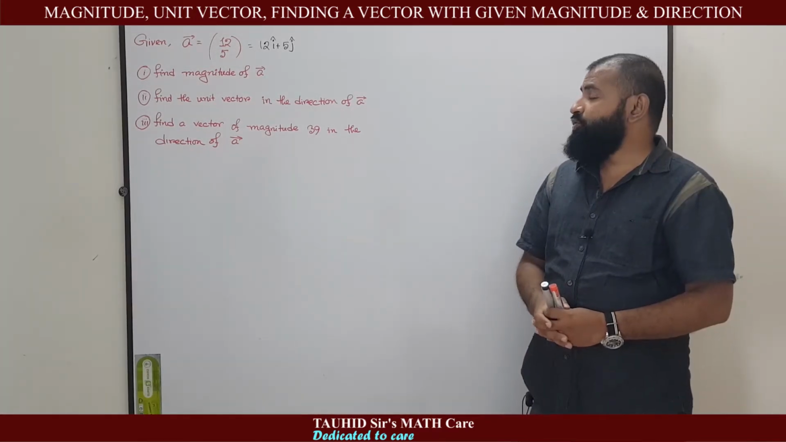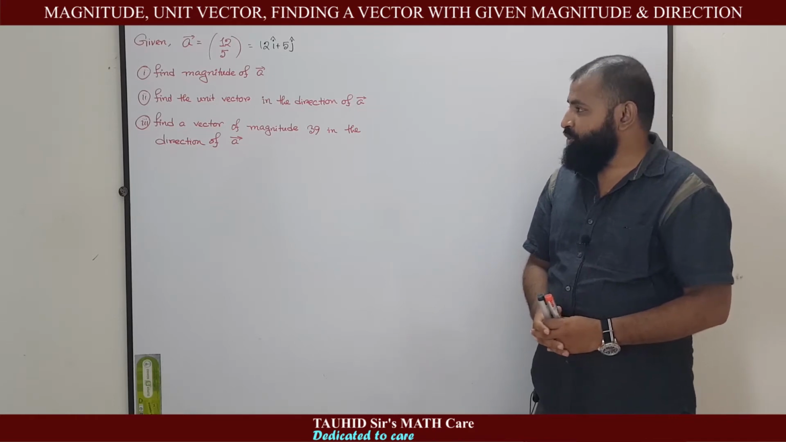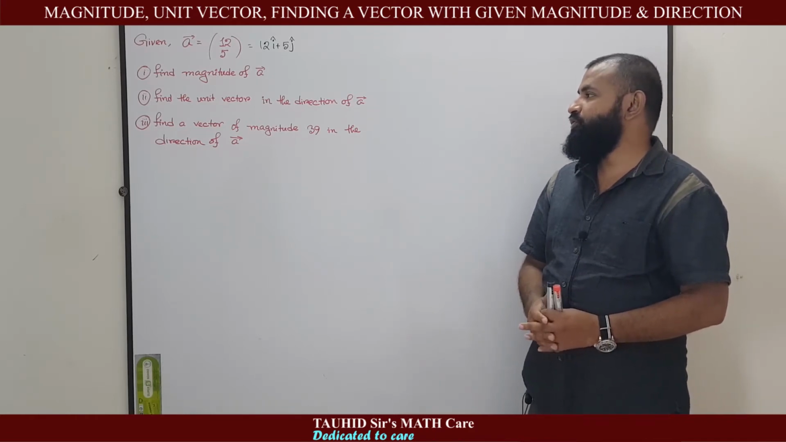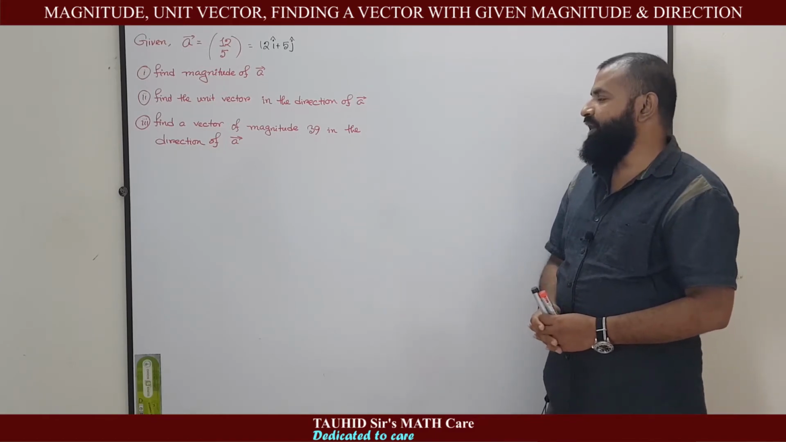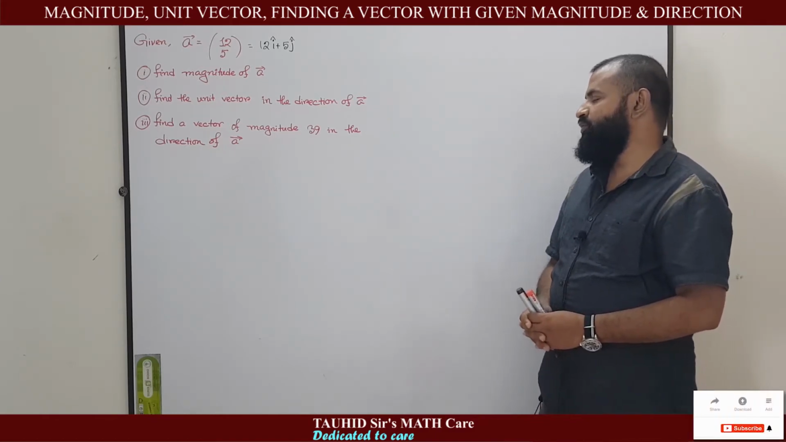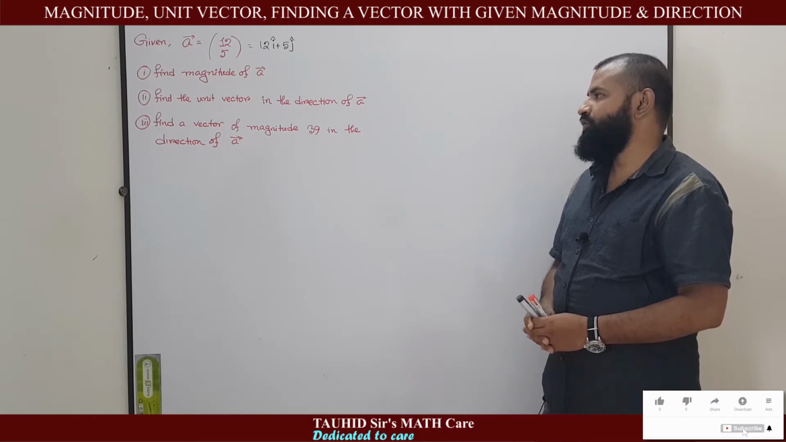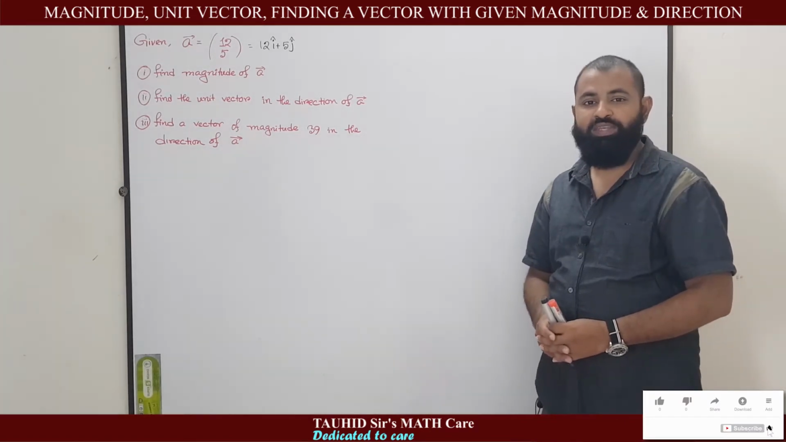We are asked to find the magnitude of the vector A. Then we are asked to find the unit vector in the direction of A, and finally we are asked to find a vector of magnitude 39 in the direction of A. How to solve this problem?